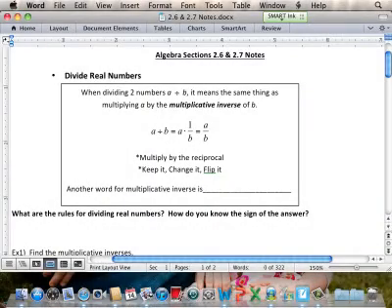All right, so we're taking a look at algebra sections 2.6 and 2.7 today. This is going to take us through the end of chapter 2 here. So we're going to look at, first of all, dividing real numbers.